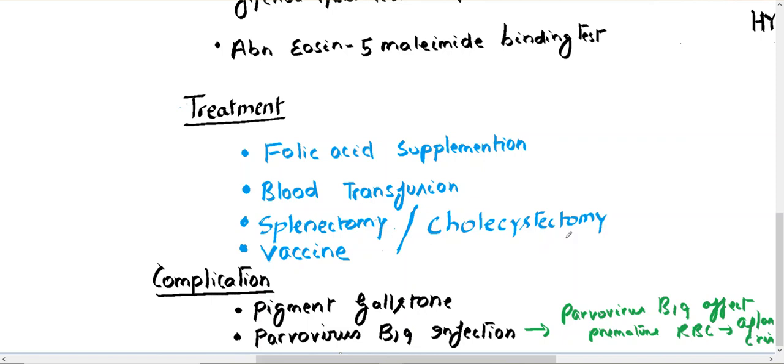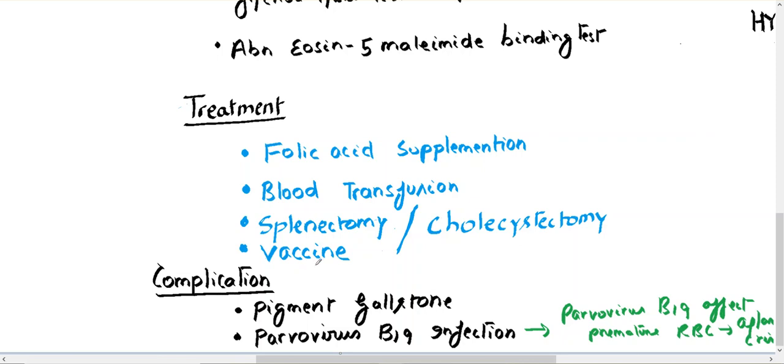And why would you go for a cholecystectomy? The reason is that because there is hemolysis, there is more indirect bilirubin, and more indirect bilirubin will lead to more pigment gallstones, so it's a good idea to take out the gallbladder.